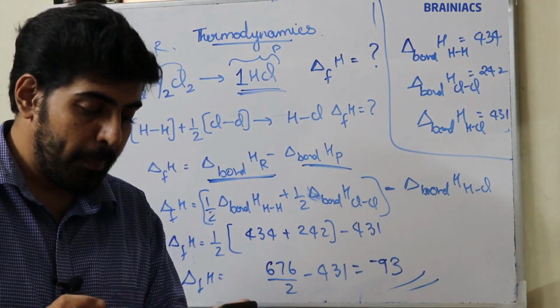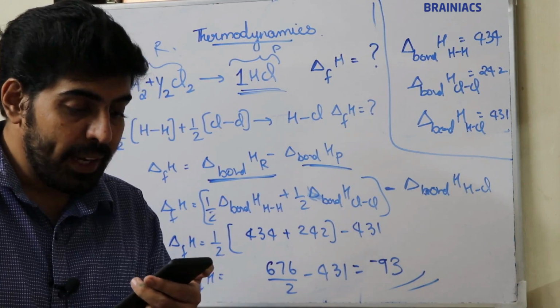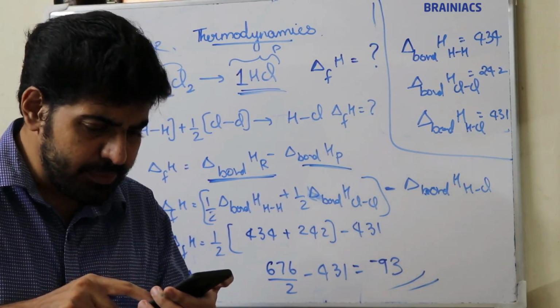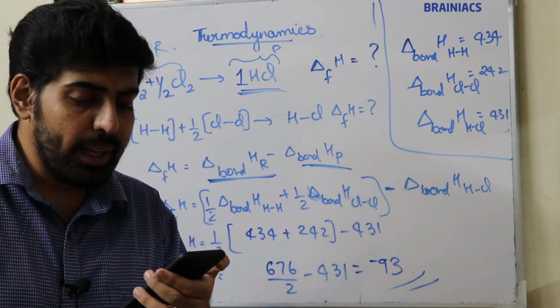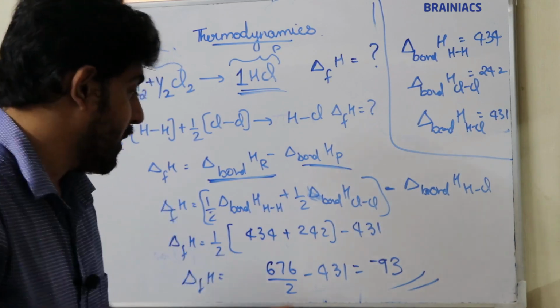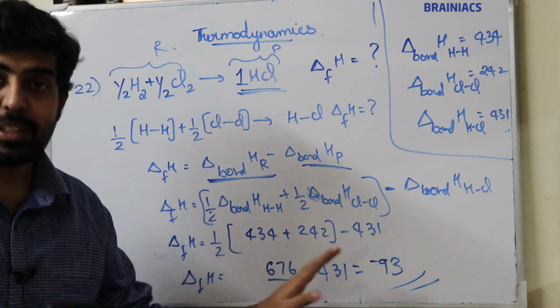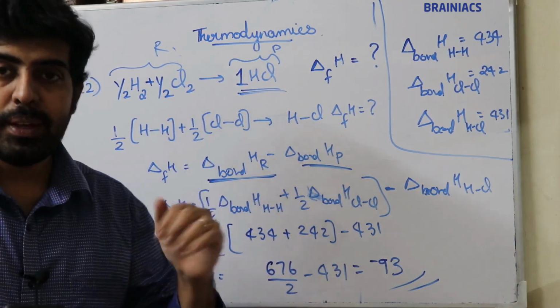Answer option fourth one, minus 93. You will get minus 93. Not 93, it's minus 93. Answer option 4. I think it's clear.